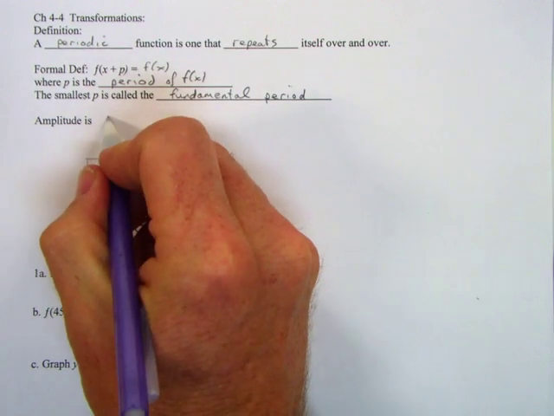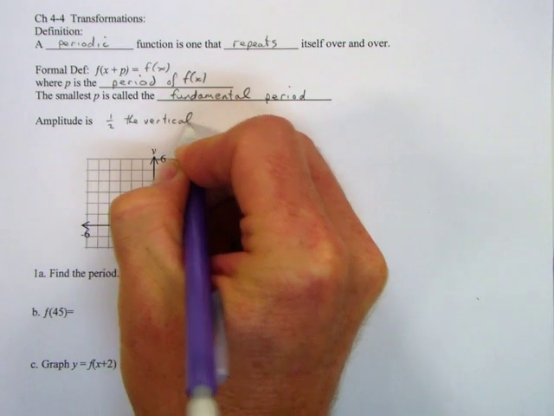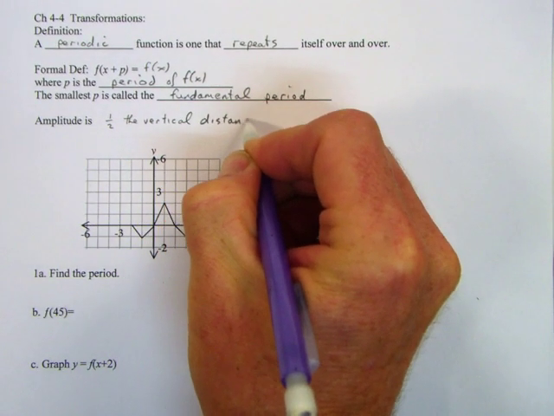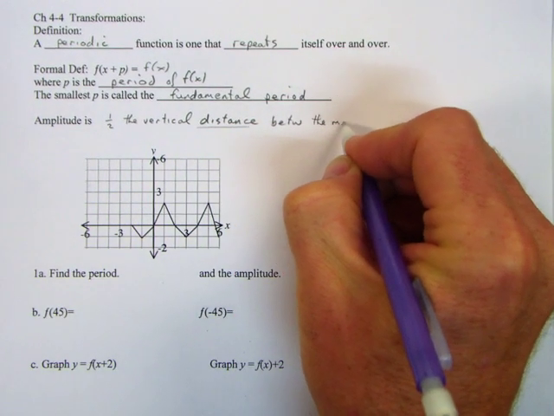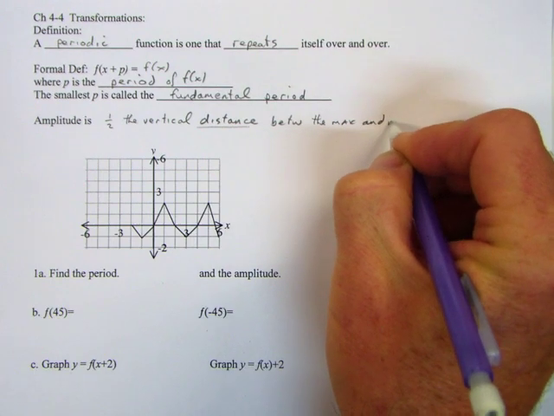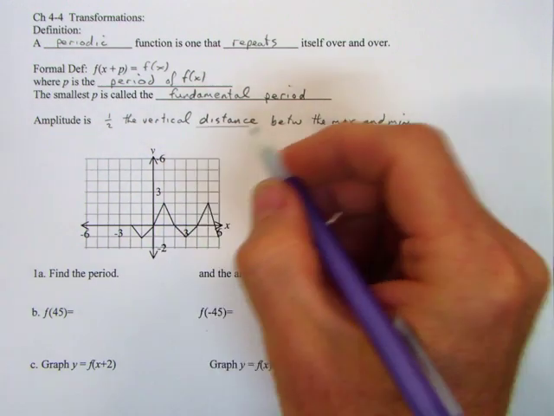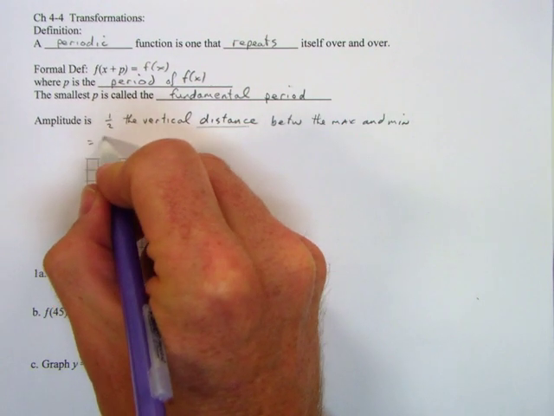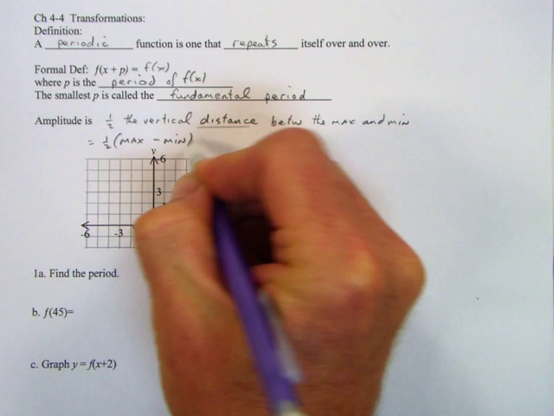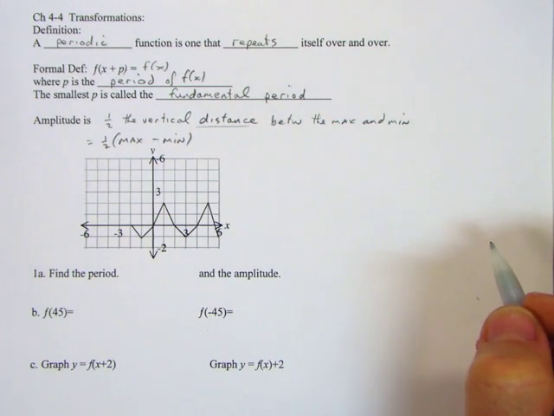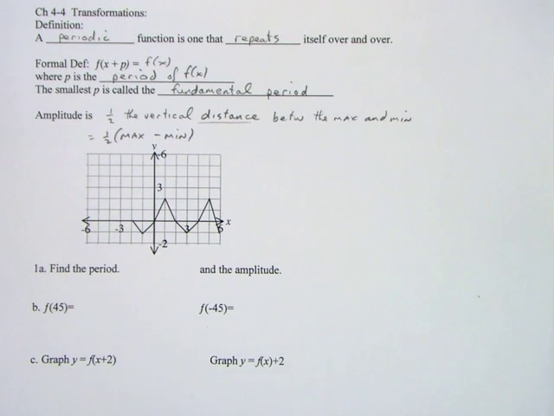The amplitude is 1/2 the vertical distance between the max and the min. Well, how do you find the vertical distance between the max and min? That's just going to be the max minus the min. So in other words, it is 1/2 of the max minus the min. And when we're doing this, we're talking about the max value, or in other words, the y value, the f value. So let's take a look at this example.